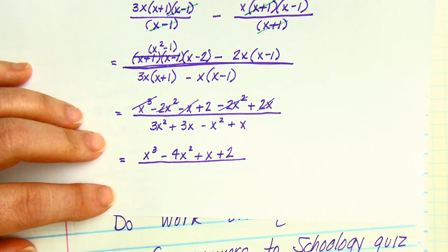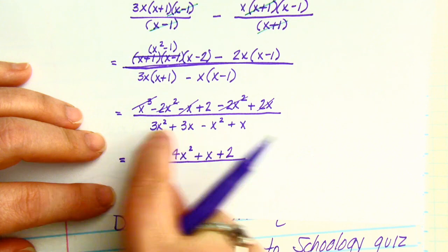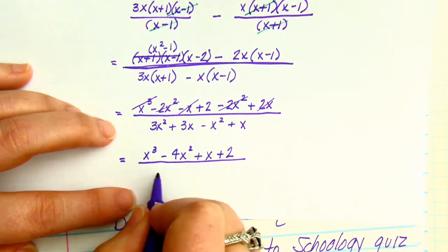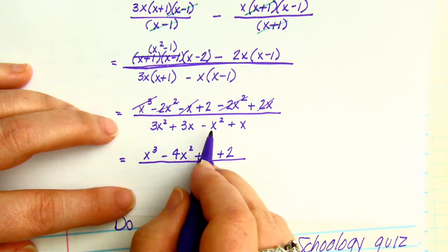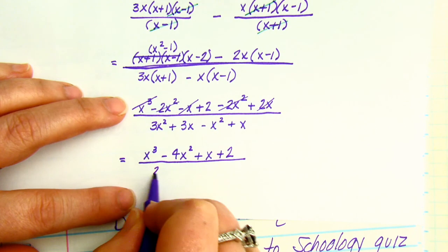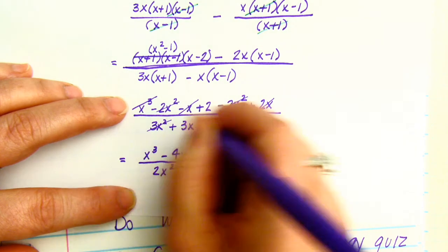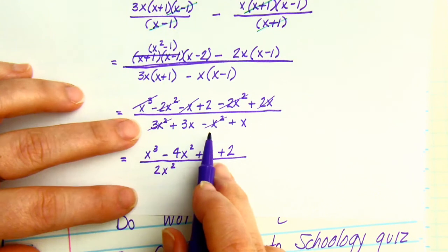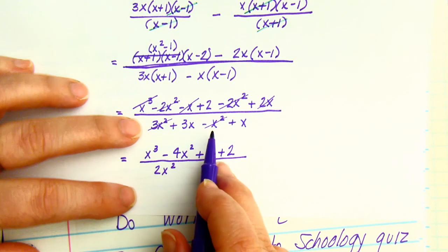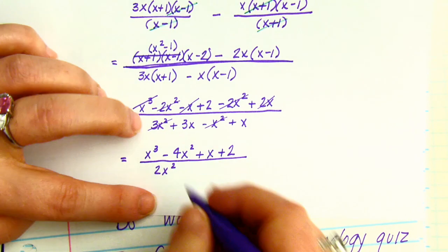All right, the bottom. I've got 2 quadratic terms. 3x squared minus 2x squared. 3x squared minus 1x squared is 2x squared. Okay, I'm not crossing these off because they divide out. I'm crossing them off because I'm combining them. 3x plus 1x is plus 4x.